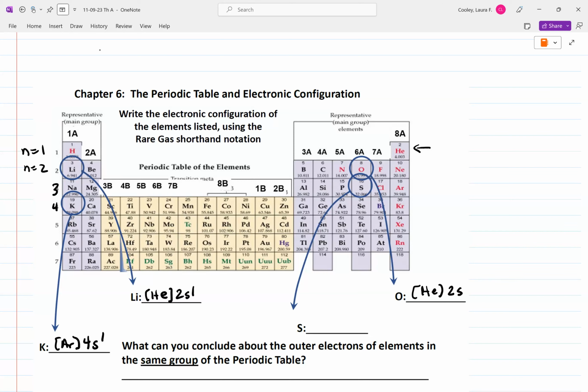Two s, yeah, 2. What oxygen is 8, right? Helium takes care of 2 of them. You have 6 more, 2p4. Now, what about sulfur? Neon. Three s2.